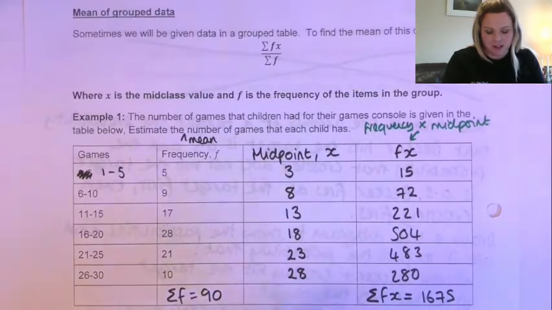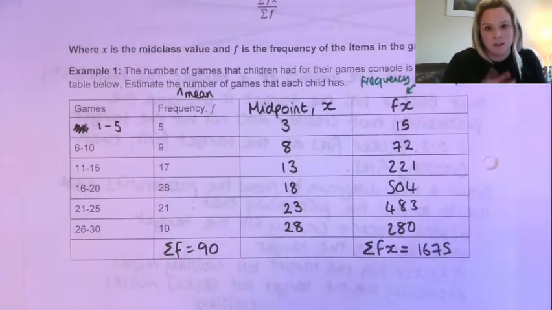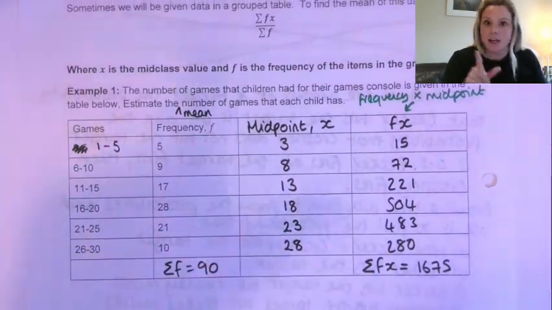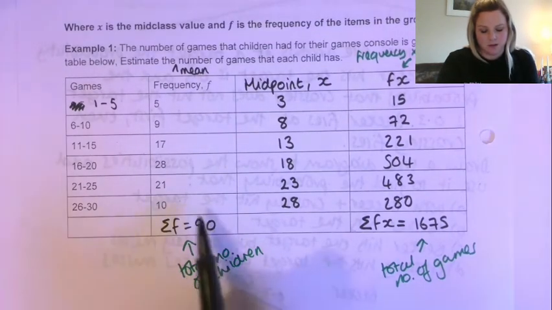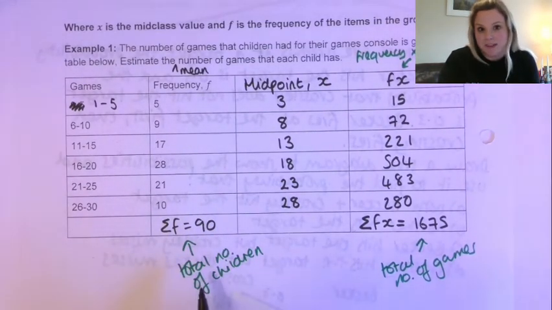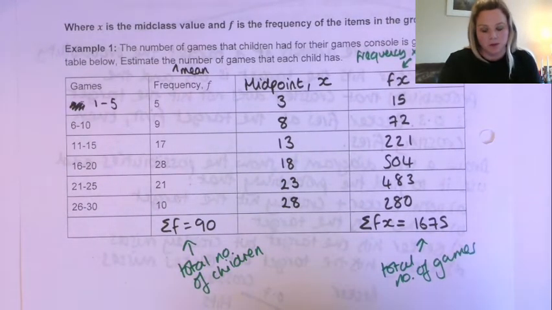I want to add in a couple of little labels here just so we don't forget this, because remember, this is the type of thing that people forget all the time, and we're not going to do that. So I need you to add this in as well. So just a reminder that this means the total number of children for this situation, and this means the total number of games that we're talking about. So if you get that added in.